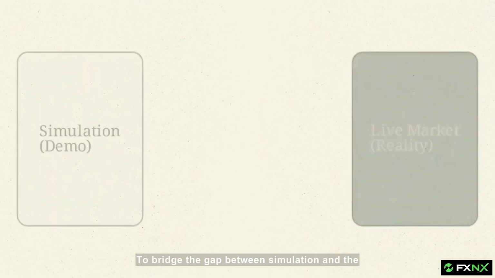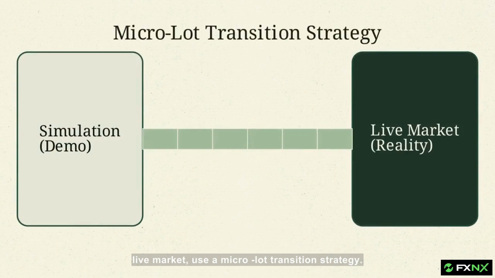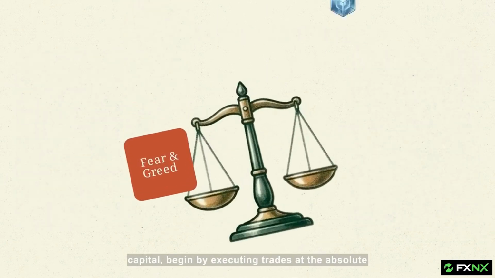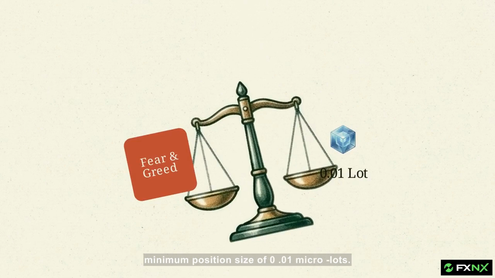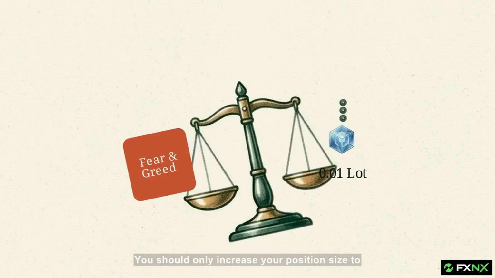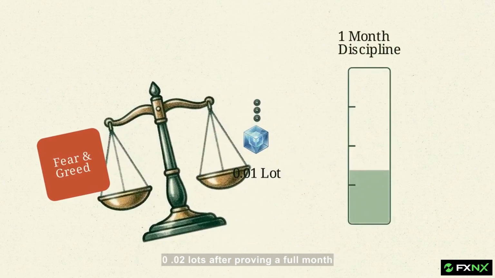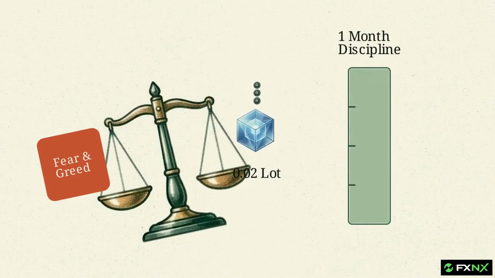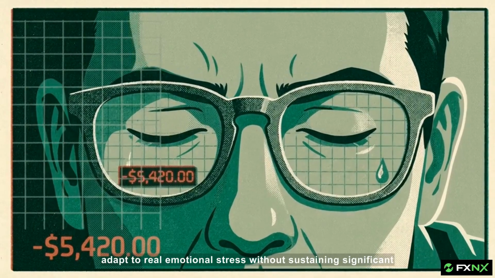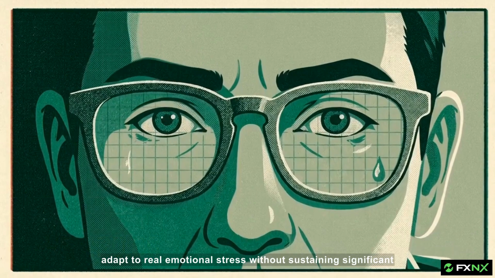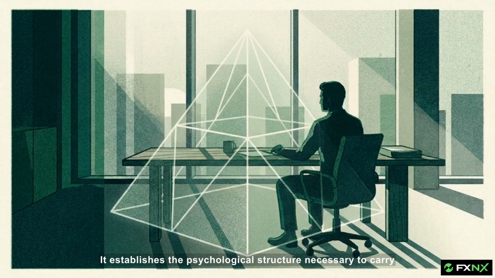To bridge the gap between simulation and the live market, use a micro-lot transition strategy. After opening a live account with your practiced capital, begin by executing trades at the absolute minimum position size of 0.01 microlots. This minimizes financial risk while you adjust to the psychological pressure of real execution. You should only increase your position size to 0.02 lots after proving a full month of disciplined adherence to your trading plan. Restricting risk through this transition allows you to adapt to real emotional stress without sustaining significant financial damage. It establishes the psychological structure necessary to carry a tested strategy into the live market.